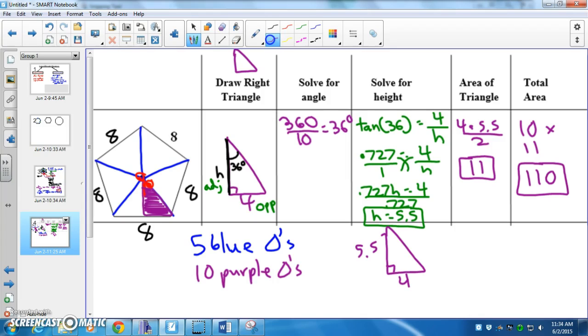So that's it, a little bit more organized and laid out. Hopefully these 2 examples on finding the area of a regular polygon help.